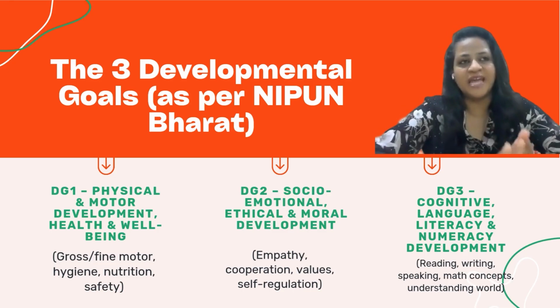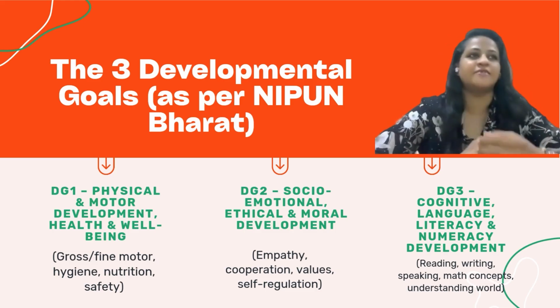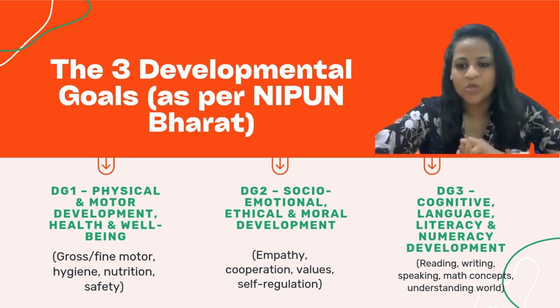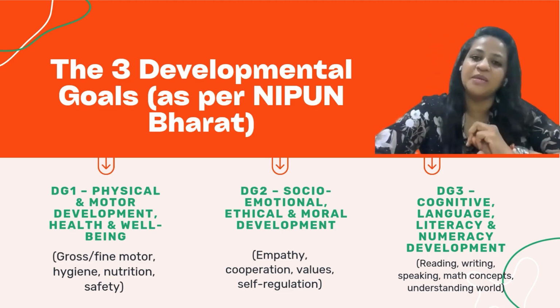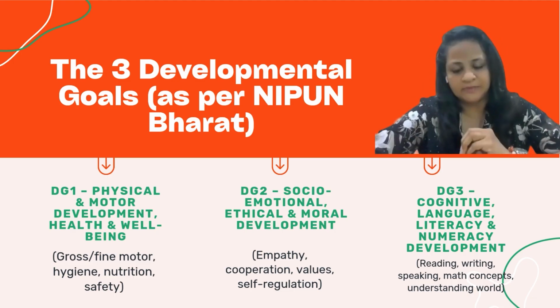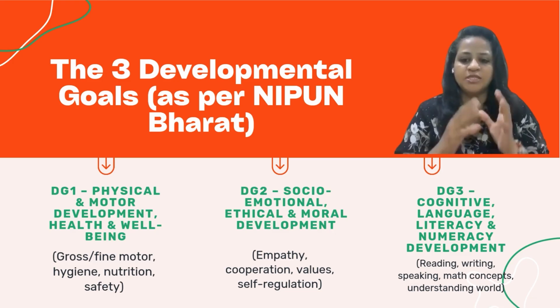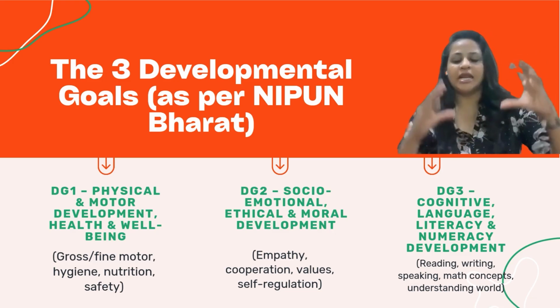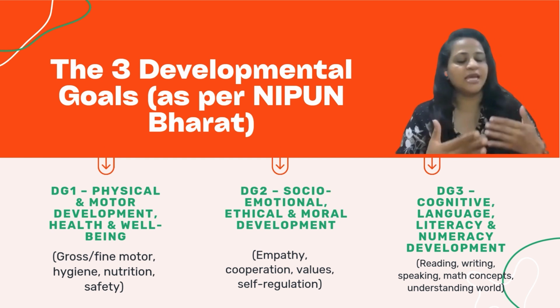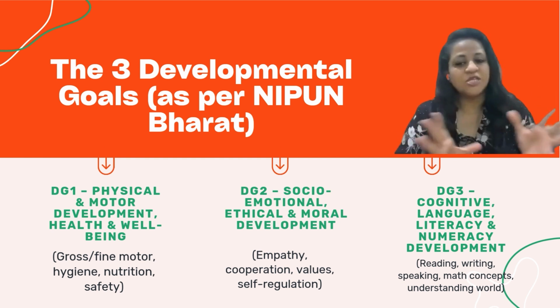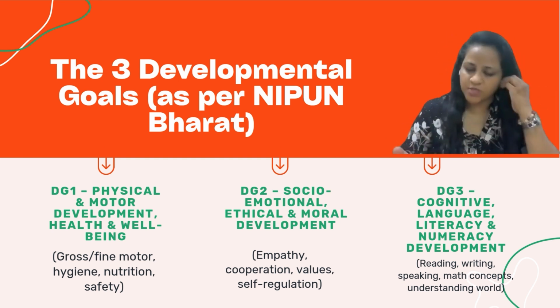Now that we've moved ahead, we've understood the features, we've understood why HPC is important. We are getting into the three developmental goals that have been proposed by Nipun Bharat. These three developmental goals are basically the three criteria. Each developmental goal has approximately 10 to 12 learning objectives.